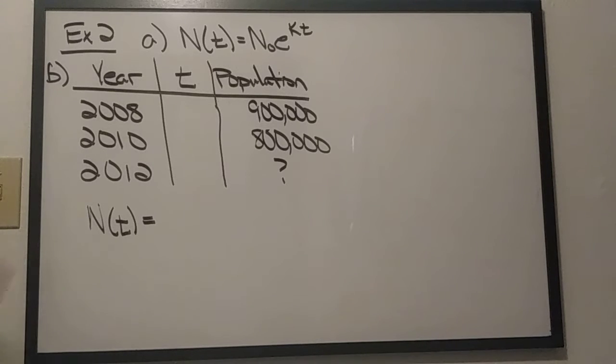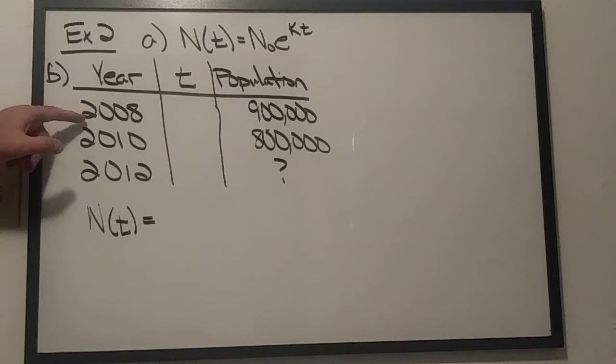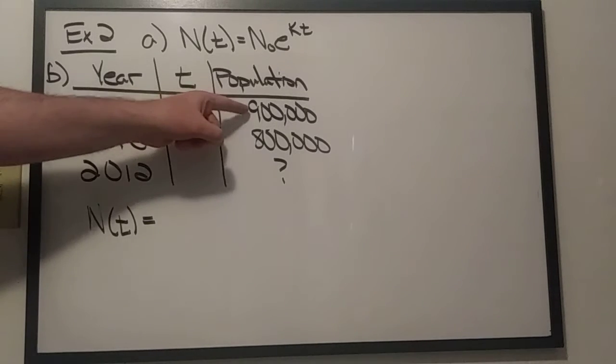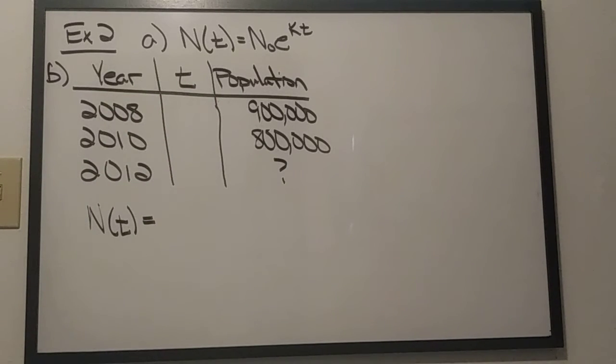Now, instead of using the year for your t value when you go to your function, it is frequently the case that you want to find a smaller number to play with. So instead of plugging in 2008 for my t value down here, I think about this population of 900,000 as my initial population, and that initial population is going to be associated with a t value of 0.